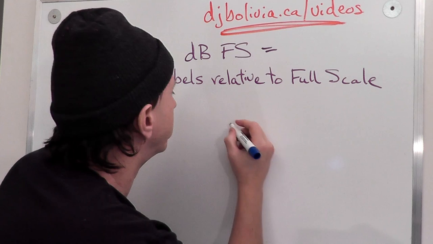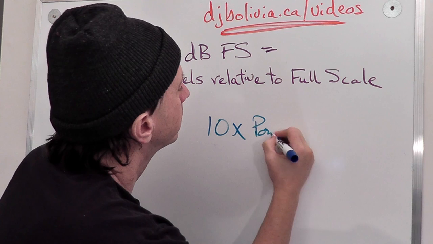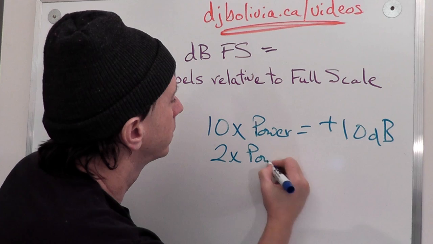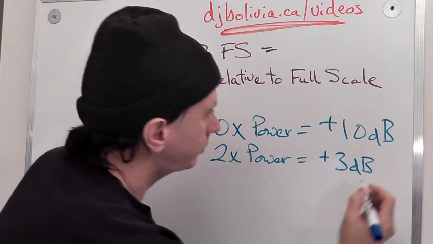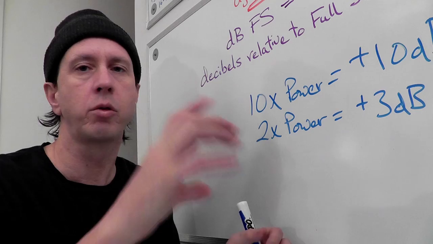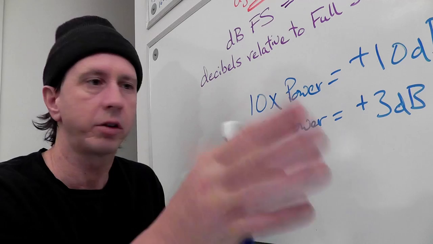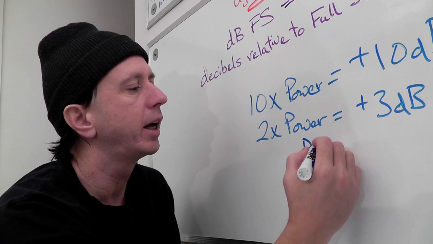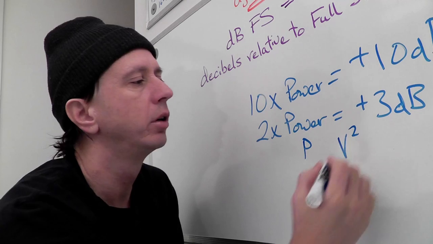I said earlier that 10 times the power is an increase of plus 10 decibels. What I didn't say was that 2 times the power equals an increase of 3 decibels. And that seems a little bit odd, because you would think 10 for 10, why wouldn't 2 be a 2 decibel increase? Again, it comes back to this not being a linear correlation. It's an exponential, a logarithmic correlation. Okay? So just trust me on this, 2 times the power, 3 decibel increase. Well, there's a relationship between power and voltage where, as power increases, voltage squared goes up.